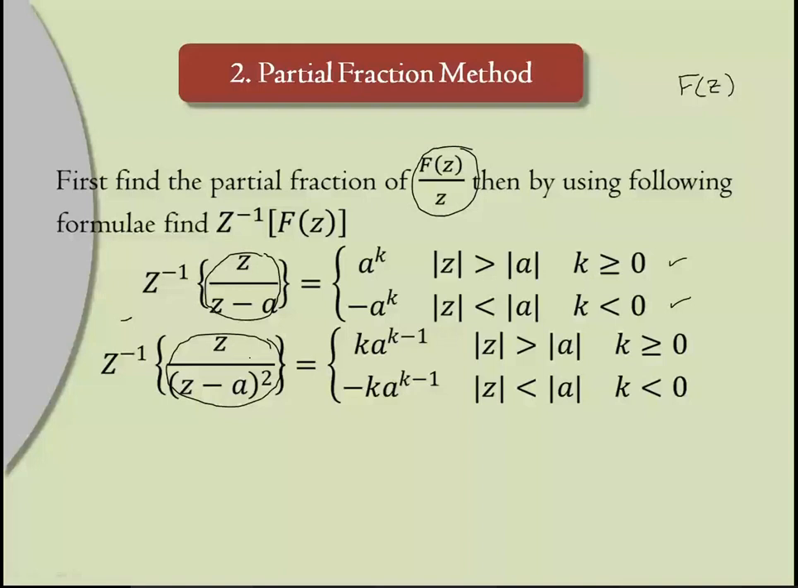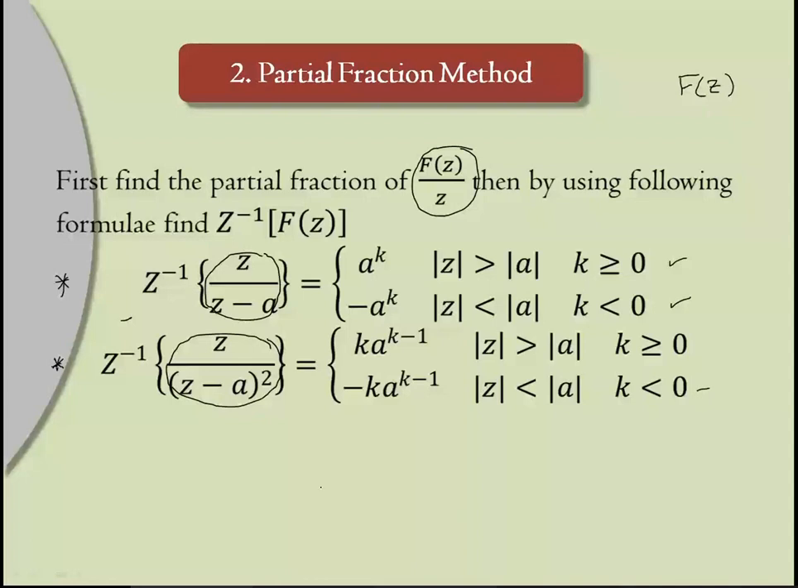If we get z inverse of z upon z minus a whole square, then the answer is k into a raised to k minus 1 for mod z greater than mod a, and k greater than or equal to 0, and minus of k into a raised to k minus 1 for mod z less than mod a, and k strictly less than 0. Carefully remember both these formulas. These are very, very important formulas. Making use of these, we can find the inverse Z transform.